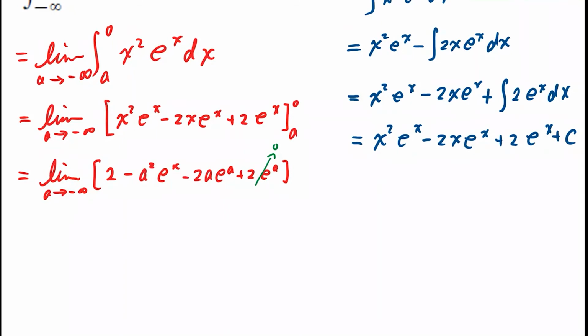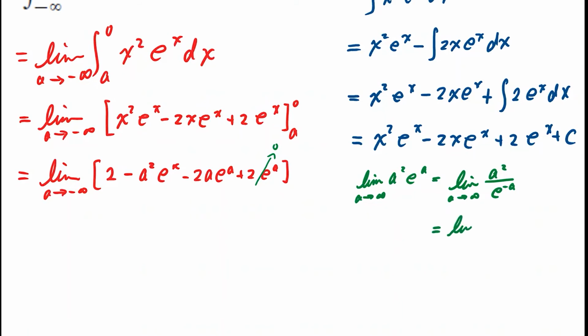We L'Hospitalize it. So I'm going to do it on the side. Let's do it this way. Limit of a squared e to the a as a approaching infinity, I'm going to rewrite that as limit of a squared over e to the negative a as a approaching infinity. So far with me?